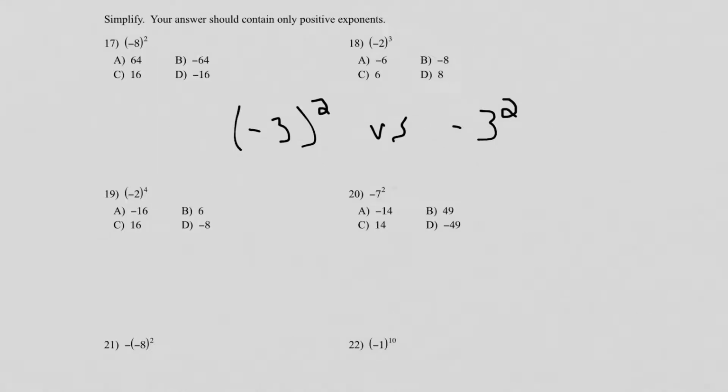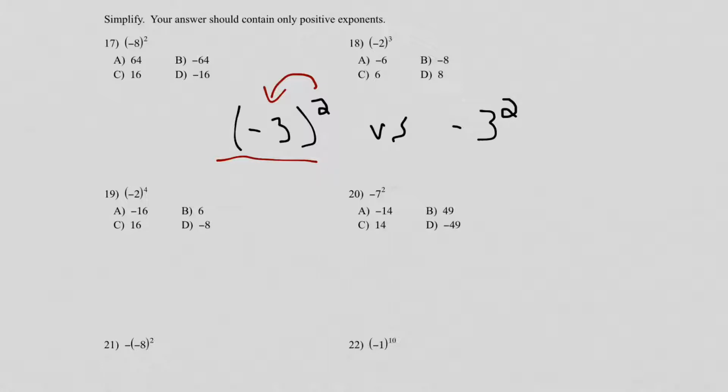Alright, we move on to exponents. Although these look like they might be the same question, there's a major difference here. So we're going to take a look at what exponents mean and what they affect. And the exponent affects what it's directly next to. In the first case, that happens to be a bracket containing the number negative 3.